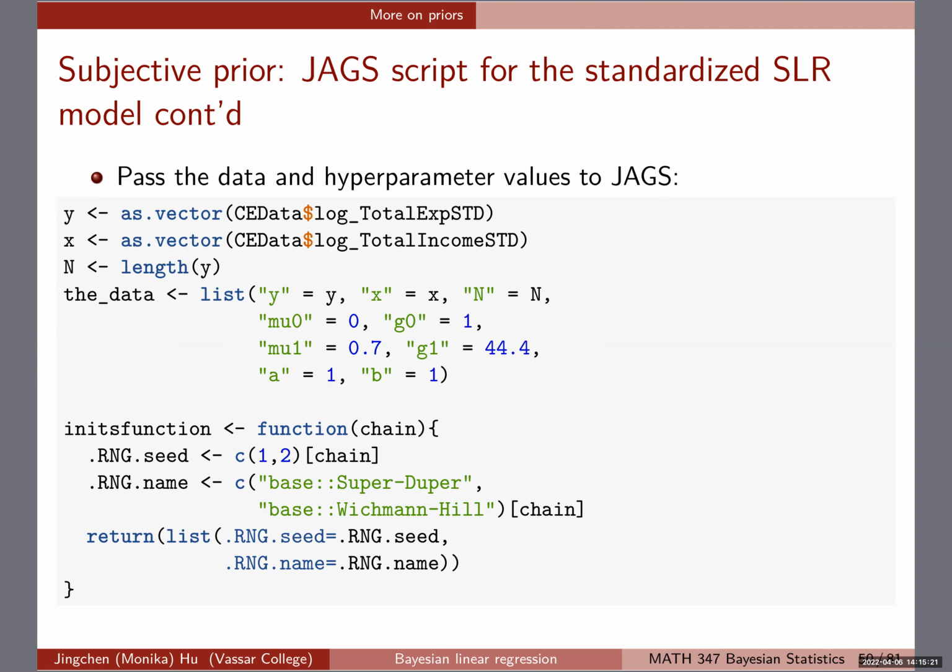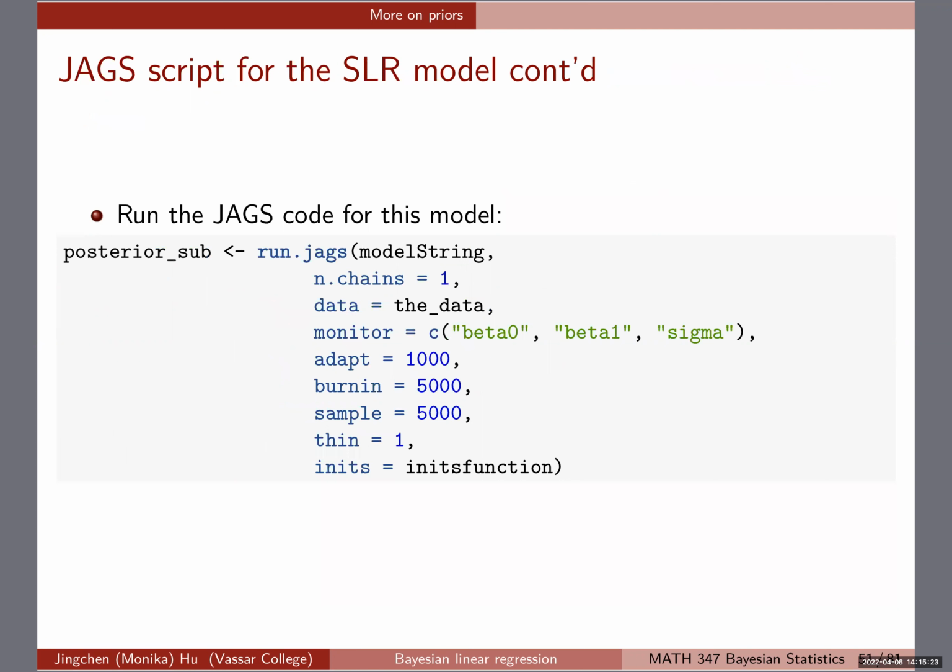So it's always a good practice, of course, to make sure that you fix the number of chains that you want to run. You make sure what kind of parameters you want to monitor. So that is the tracking process. And then the adapt process: burn-in, sample, and thin.